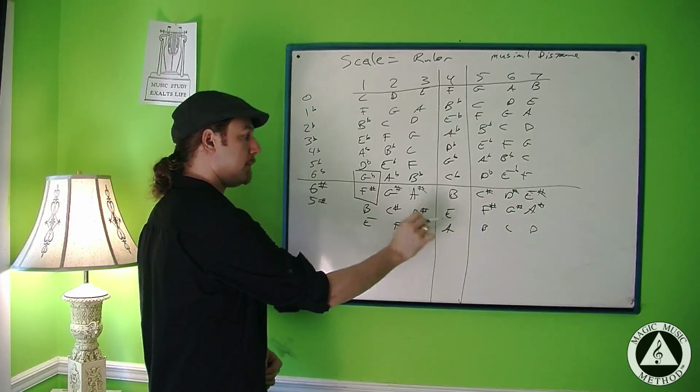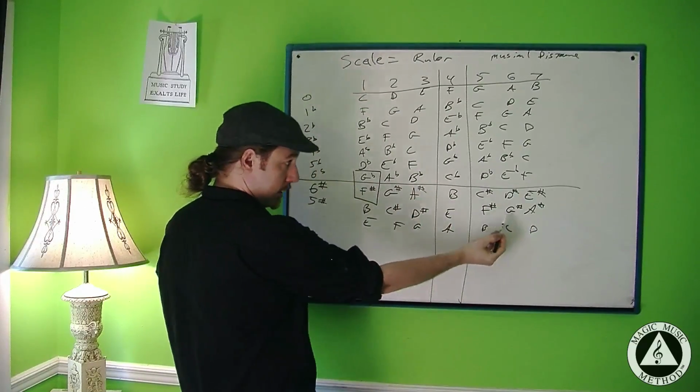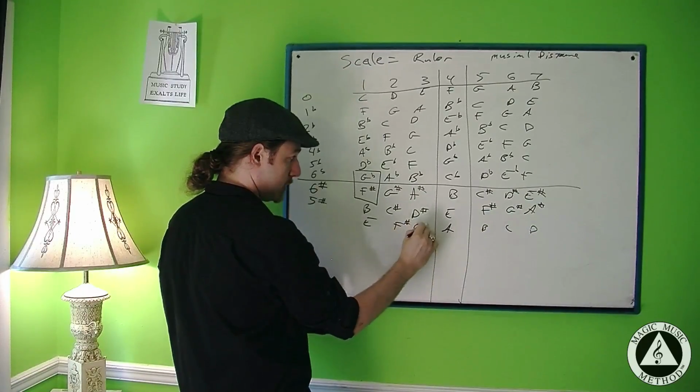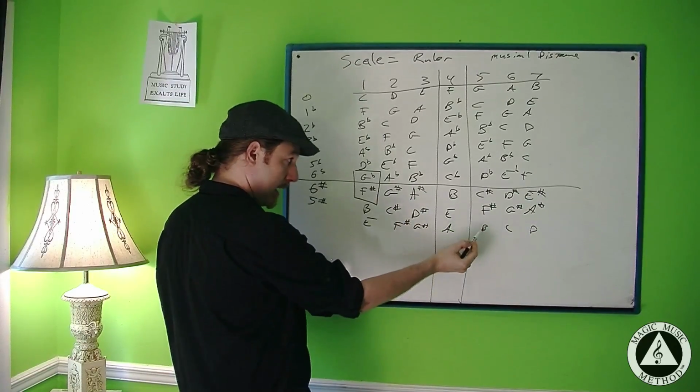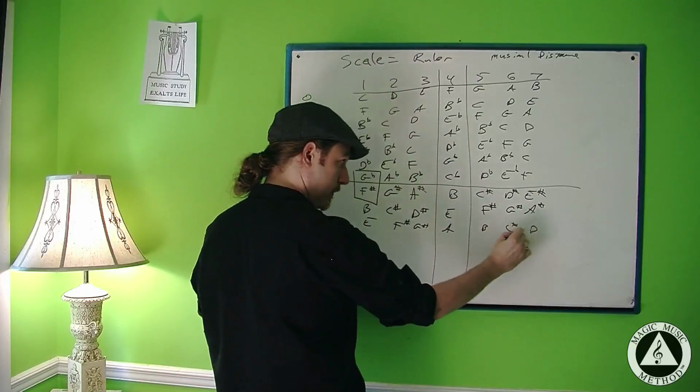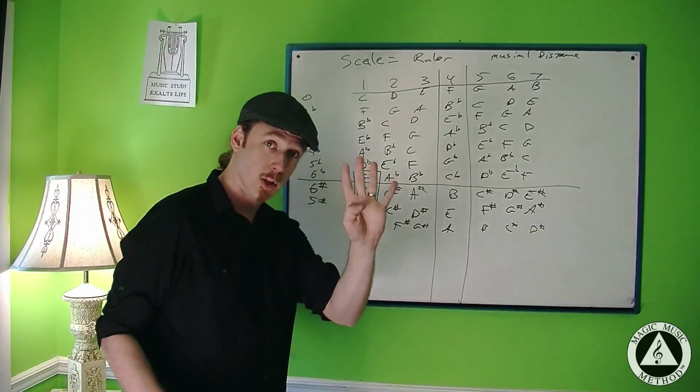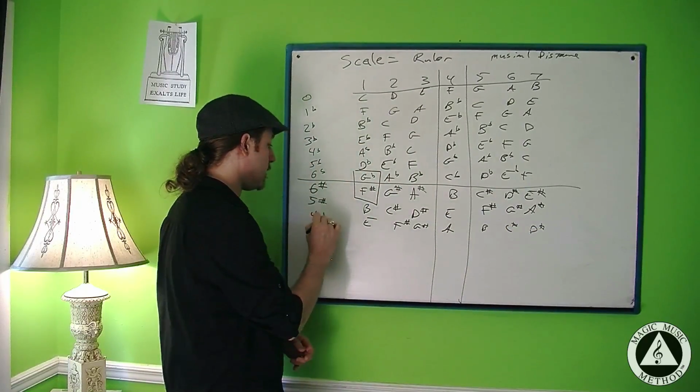I don't touch A, and I keep what's left over. F and G are still sharp. Leave that alone. Leave that alone. C and D are still sharp. Now I have 4 sharps, so I'm just going to go down the line now.